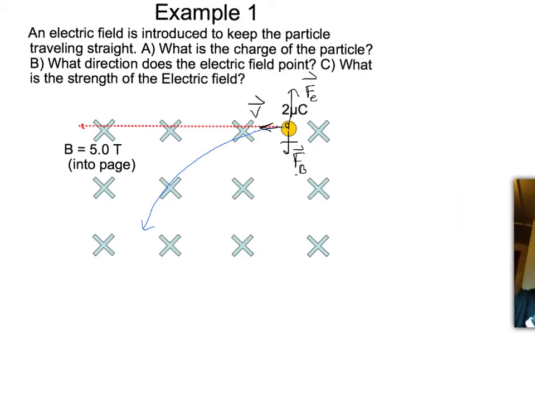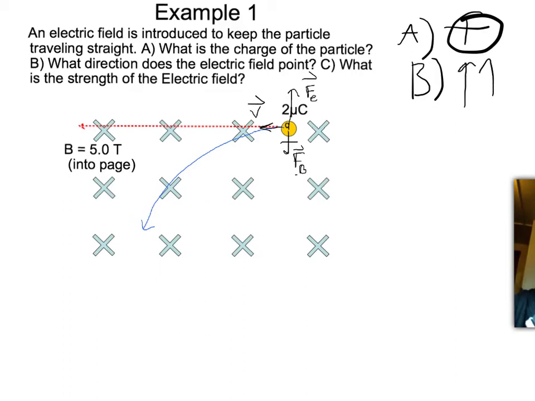That also means to get an upward electric force, we would need a field that points up. So let's do this one step at a time. For part A, we have a positive charge. For part B, in order to get an upward electric force on a positive charge, we would need an upward electric field. So E points up.